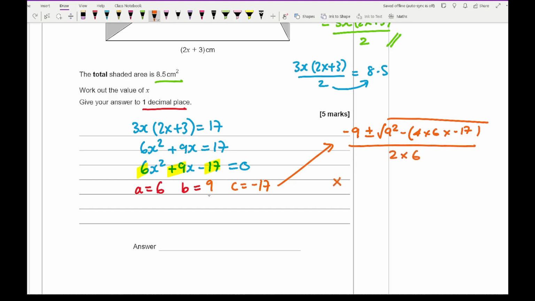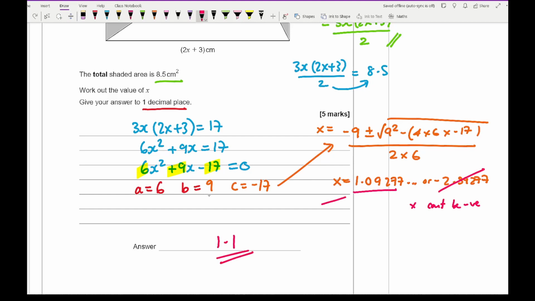Now if I type that into my calculator, I get 2 x values, one is 1.09277, and the other value is minus 2.59277. Now it can't equal this because x can't equal a negative number, so let me just write x can't be negative, so the correct answer to 1 decimal place is going to be 1.1.